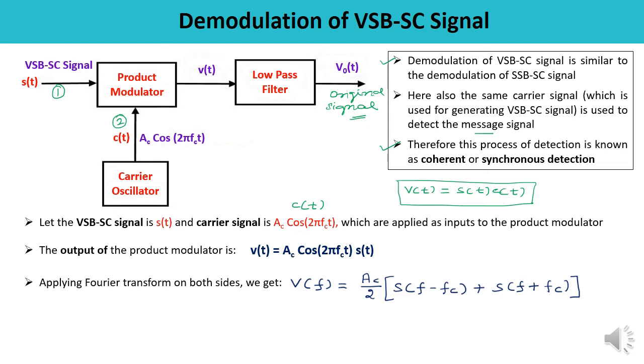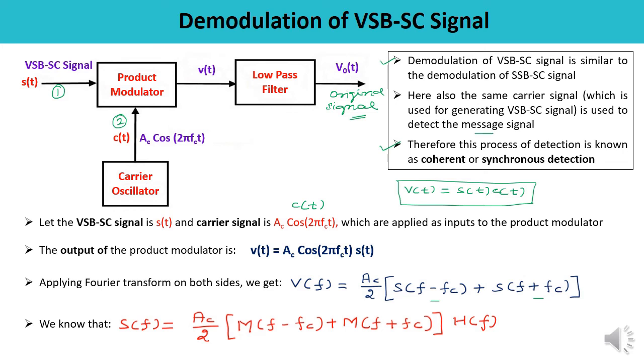Here you can see in this particular equation there are two terms of f minus fc and f plus fc. So you have to calculate the values of these terms in a later stage. At the same time, you know what is S(f)? S(f) you can write down from this particular equation. We have written this equation at the time of the generation of the VSB-SC signal also: how the message signal is multiplied with the carrier signal, then take the frequency transform. So we have taken the equation from there.